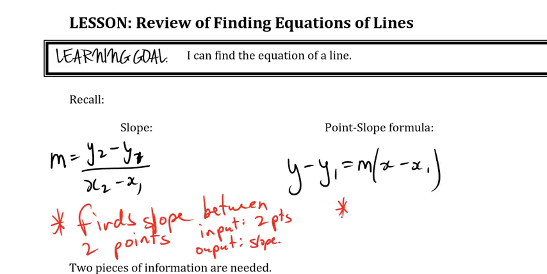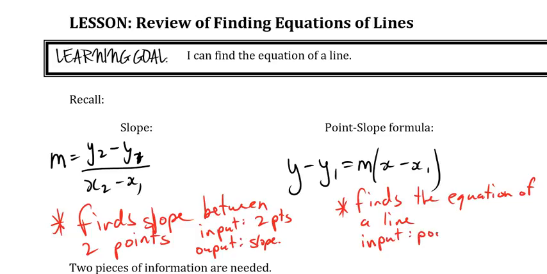What does point slope formula do? It finds the equation of a line. The input is 1 point and the slope of the line, and the output is the equation.